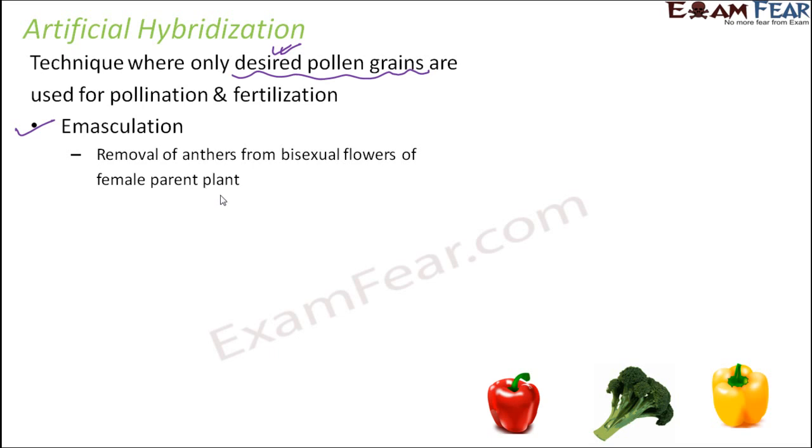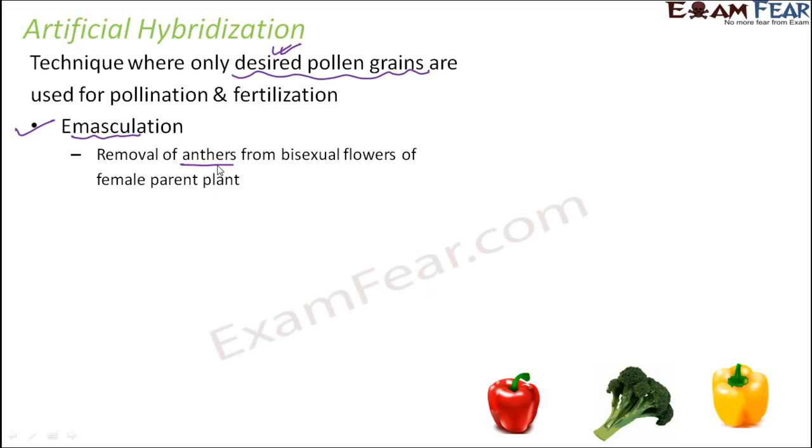Now, why do we do this? Emasculation is derived from the word masculine. It is related to male. So we are actually removing the male part. That is why we remove the anthers from bisexual flowers, that is, the flowers which have got both the male part and the female part. So what will happen if we remove the male part?